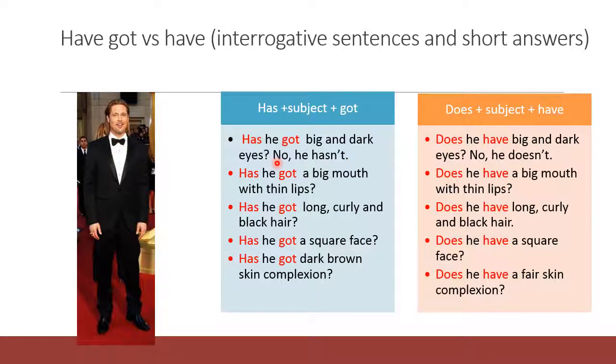And the short answer, no, he hasn't. We use the same verb as in the question. And no, he doesn't. We use the same auxiliary that we use in the question. Has he got a big mouth with thin lips? Does he have a big mouth with thin lips?